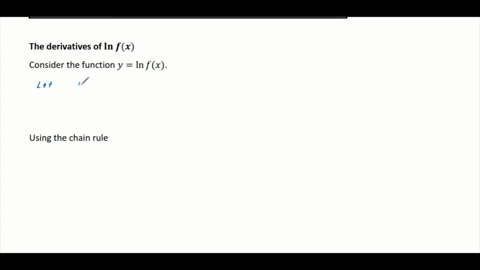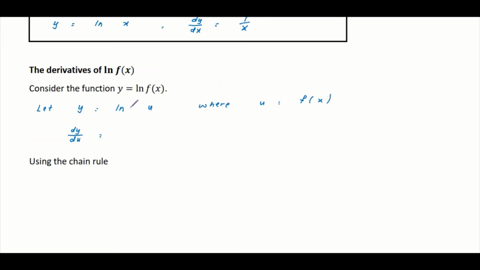Okay, so let y equals natural log u, where u is f(x). Let us try to differentiate it. So dy/du. We already know that when you differentiate natural log x, you get 1 over x, so natural log u becomes 1 over u. The next thing is the same: du/dx is f prime x.